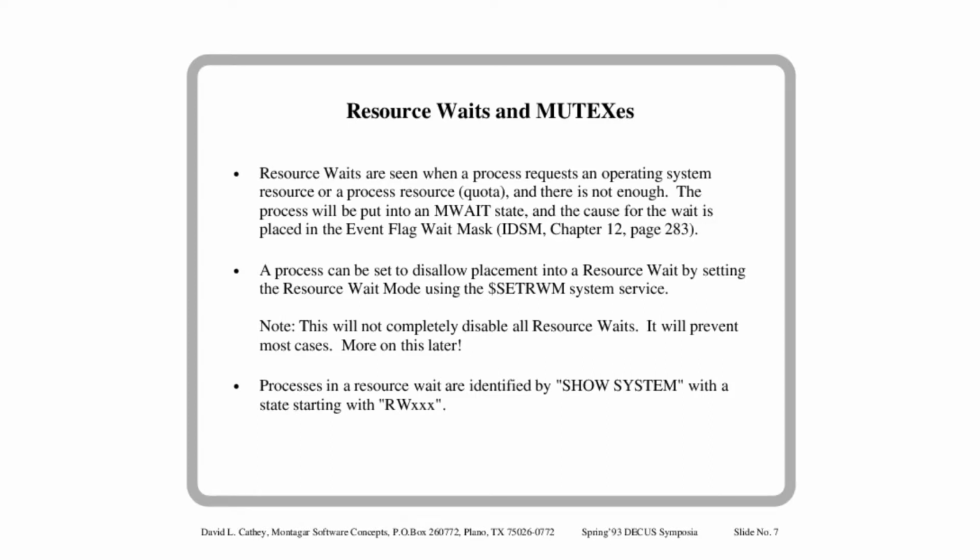You can disallow putting a process into a resource wait. By default, it usually is allowed, using the set resource wait system service. Note that this will not work for every resource wait. Some resource waits will not be affected by this because they depend on other things that are not directly quota related. These are mainly things such as an IO rundown that has not occurred yet, or awaiting the deletion of a sub-process. Processes in the resource wait are identified with an RW, typically as the first two letters of the process state.